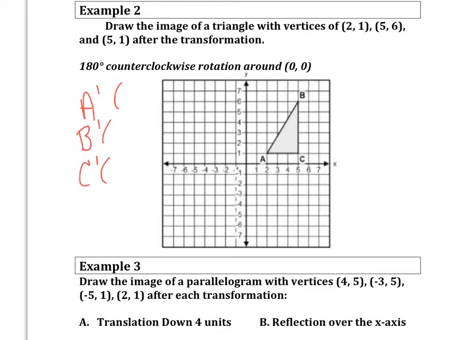Now we remember that a 180 degree clockwise rotation is going to take both your X and your Y and make them the opposites. So for A prime, it'll now be -2, -1. And all we mean by opposites is opposite sign. For B prime, -5, -6. C prime will be -5, -1.